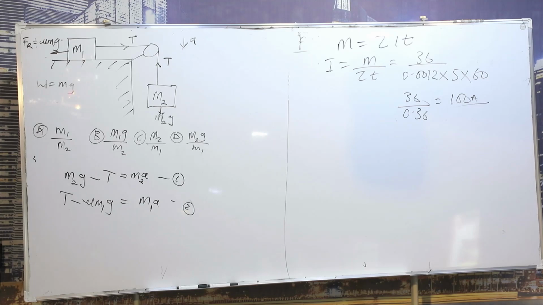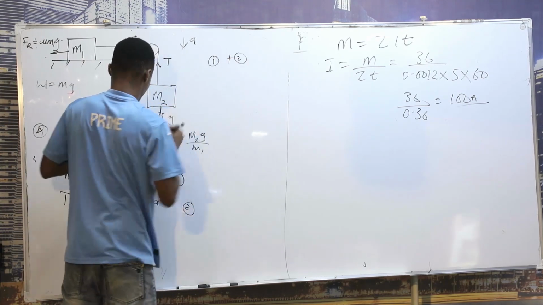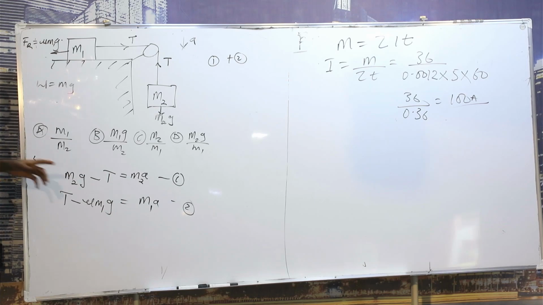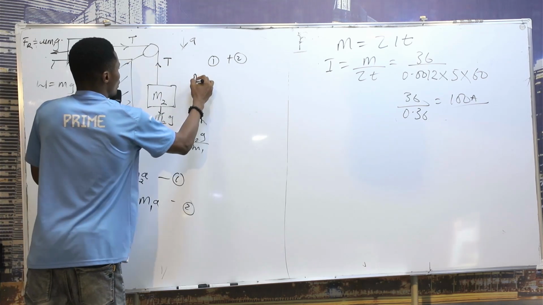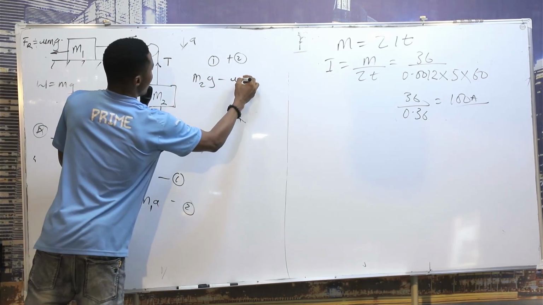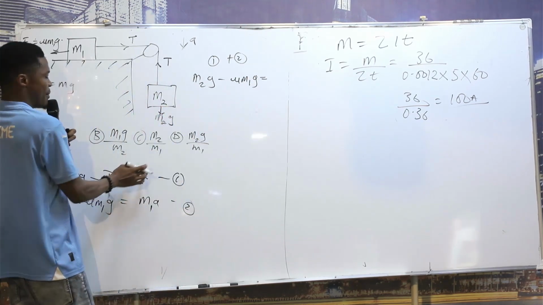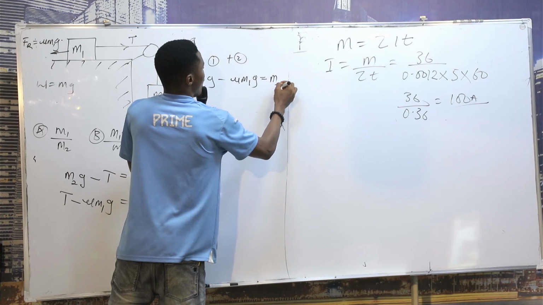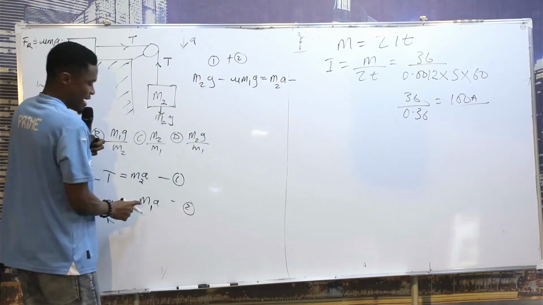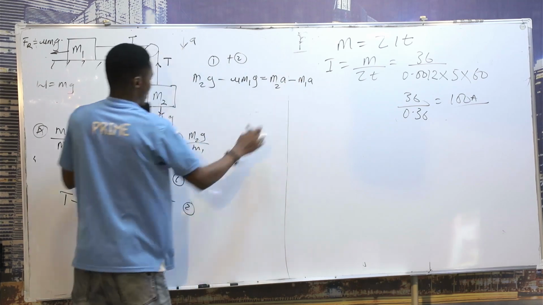Then I add both of them together: equation 1 plus equation 2. Why am I adding? So that T and T can cancel out. If they cancel out, I'm left with m2g minus mu m1g equal to m2a plus m1a. That is what I will have.